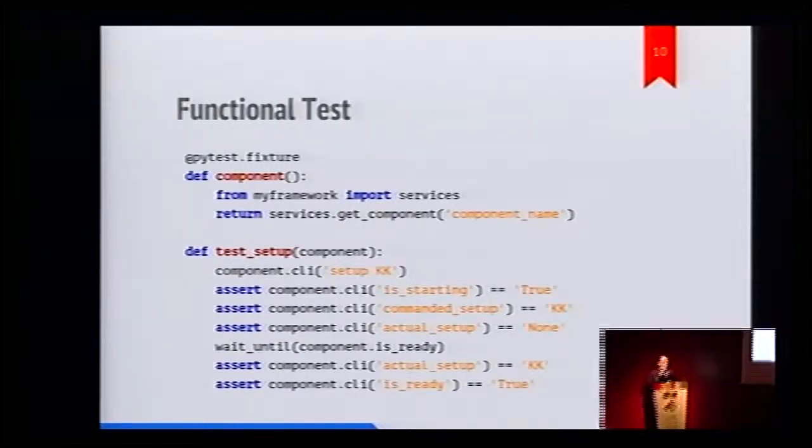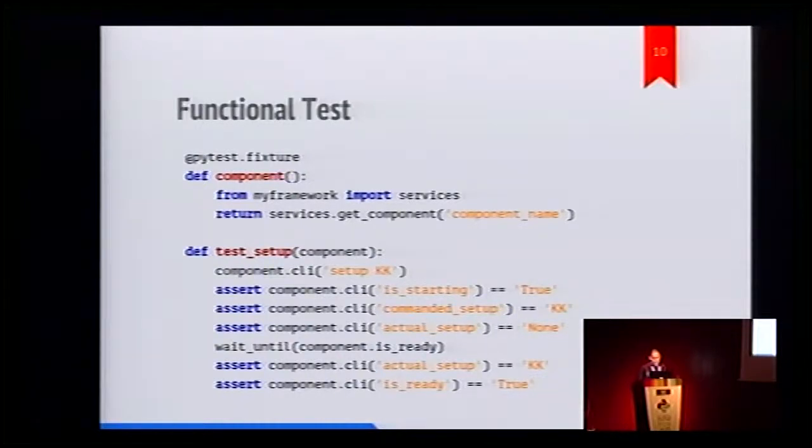In this example, we are using the PyTest library. You can see there are two functions. The first one, the component function, is what you probably know as a test fixture. Basically, it's just some code that the framework, in this case PyTest, runs before the test to prepare the test or to tear down the test. In this case, it's executed before the test, and it returns a reference to the component.